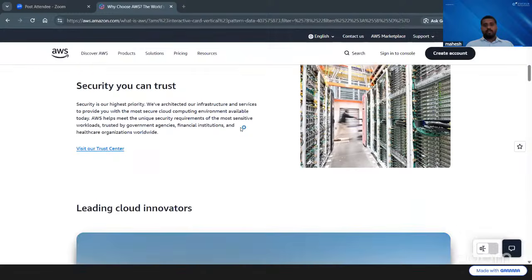Security, you can trust, participants. AWS spends billions of dollars, especially on its cloud data centers, because the data centers are very important. If anything goes wrong, like a server crash, electricity issues or power cuts, whatever it might be, I'm just giving examples, it might lead to security problems as well.